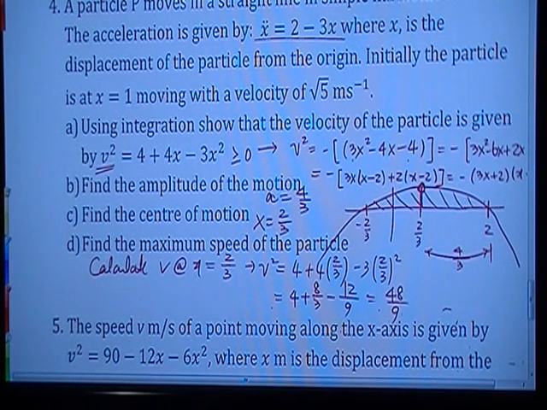48 on 9. That's v squared, right? Take out 16, so that's 16/3. Yep. So using your third, 4 root 3 on 3 meters per second.